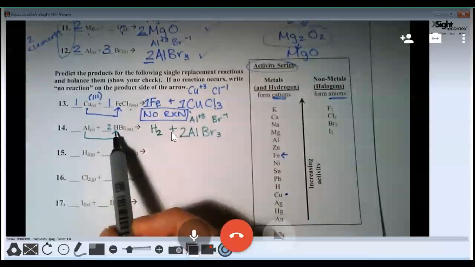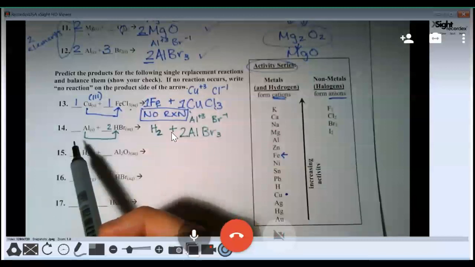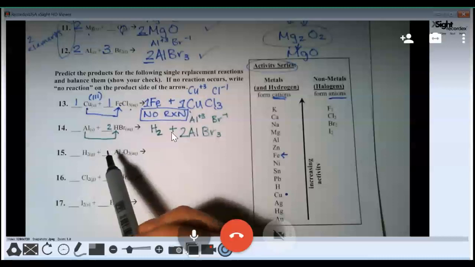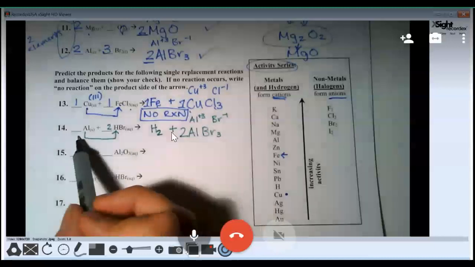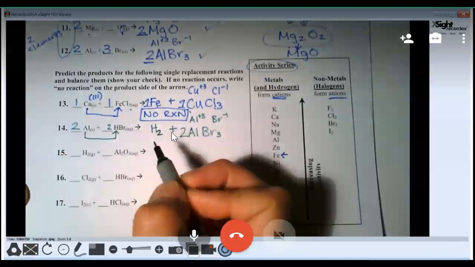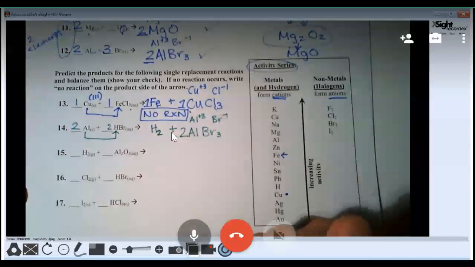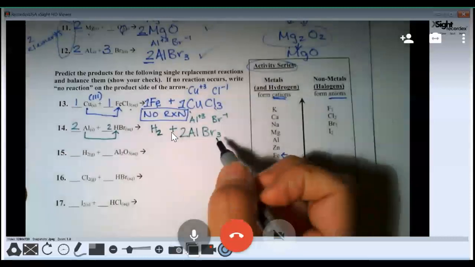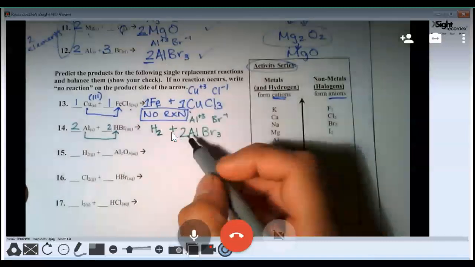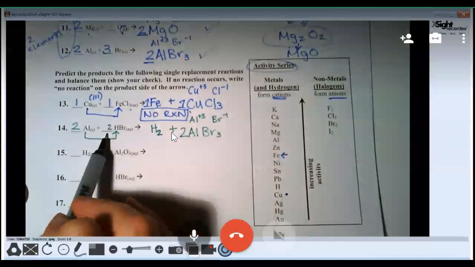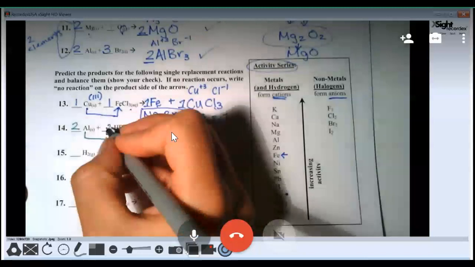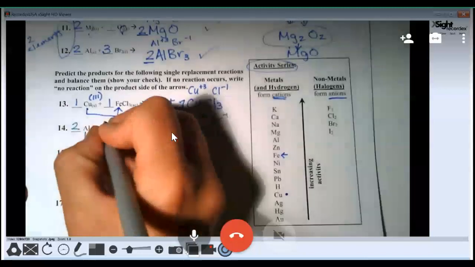So what do I need to fix over here? Okay, so I have 2 aluminums. So what can I put in front of aluminum on the reactant side? I can put a 2. Okay. And what else is wrong? Is it balanced? Now bromine's wrong. So I need to reassess this number here. What do I need my coefficient to be in front of HBr? I need it to be 6. So instead of having this 2 here, I'm going to get rid of that and change it to 6.